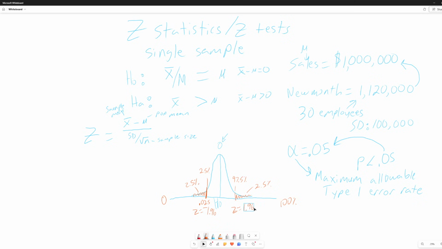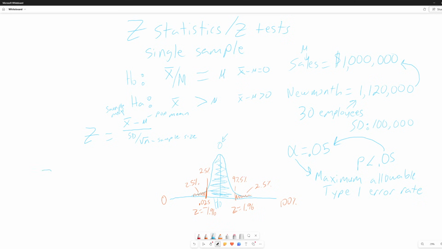So what we have determined is that if my Z is greater than 1.96, I would reject the null hypothesis, or if my Z is less than negative 1.96, I would reject my null hypothesis. Anything in between those values, we would not reject the null hypothesis because we do not yet have evidence against the null.